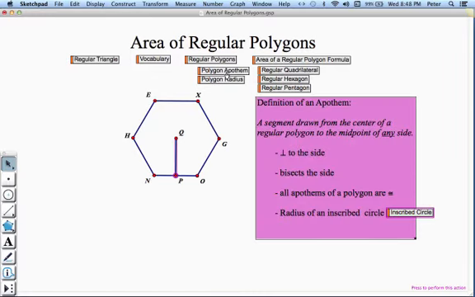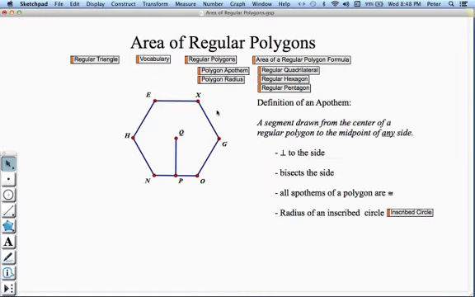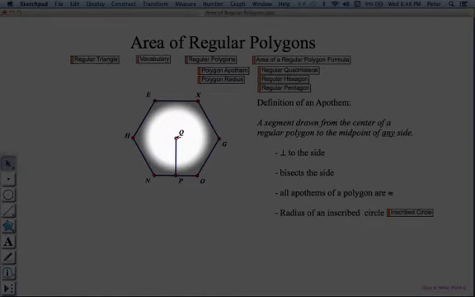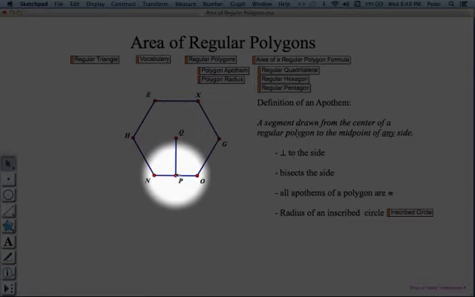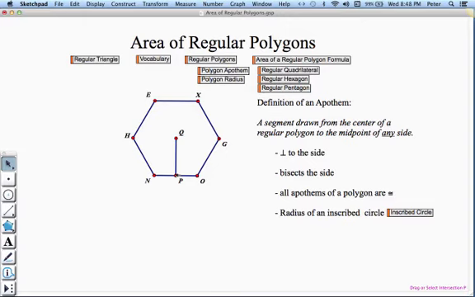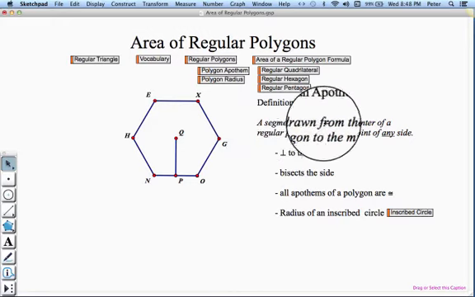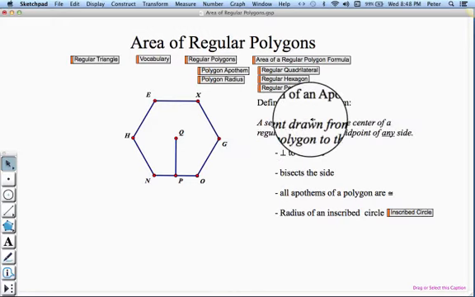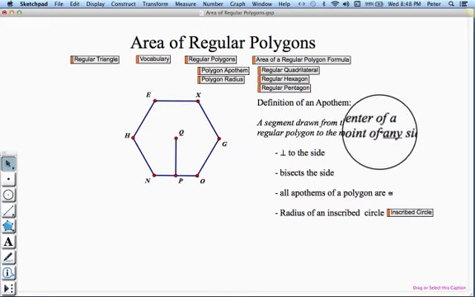Let's talk about the apothem first. An apothem is a segment drawn from the center of a regular polygon, and only a regular polygon. Non-regular polygons do not have apothems. It's drawn from the center to the midpoint of the opposite side. So that's the definition, and you'll want to have this memorized, or certainly in your notes: a segment drawn from the center of a regular polygon to the midpoint of any side.